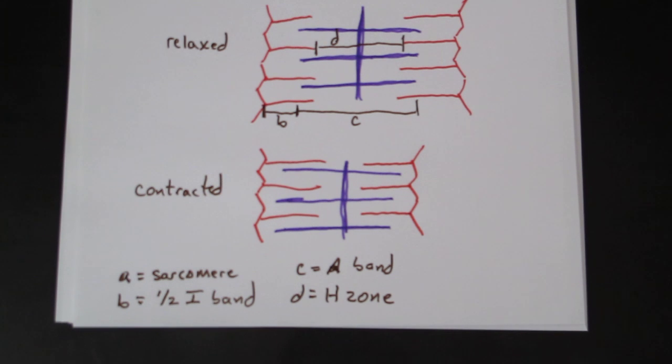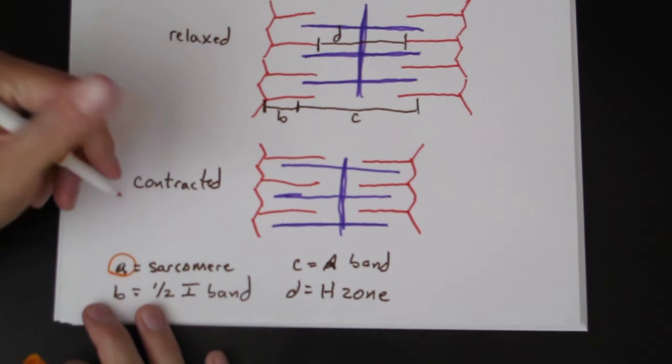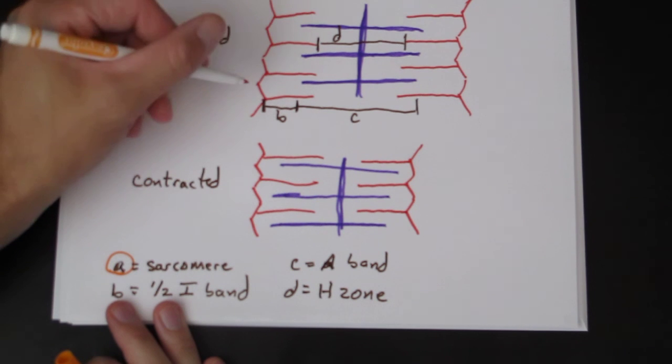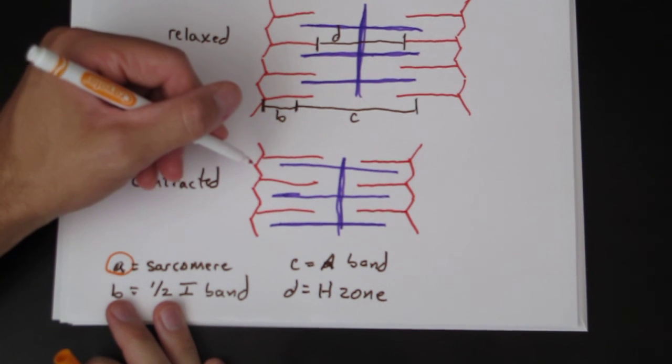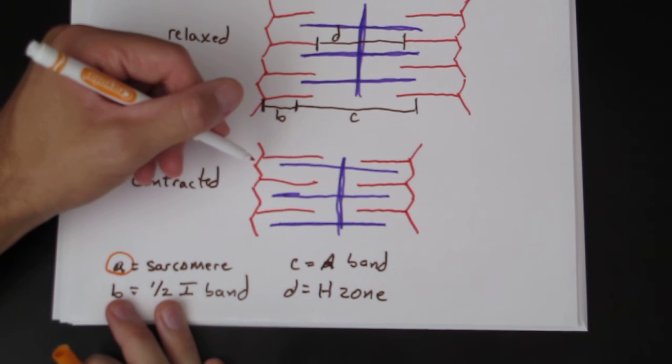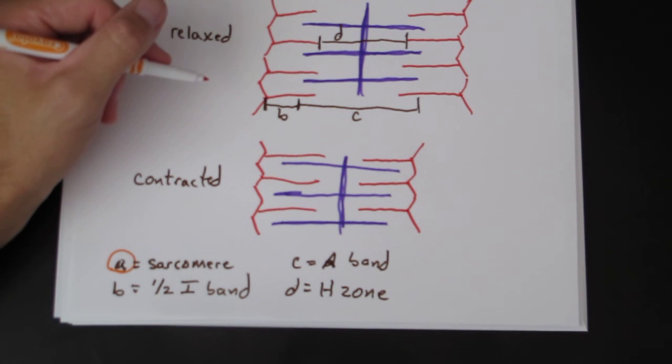First thing we want to look at in terms of comparison is the sarcomere itself. Has the sarcomere gotten shorter or has it gotten longer? It's gotten shorter, right? So the sarcomere has shortened. And because the muscle is essentially made up of repeating sarcomeres, we know muscles get shorter. It makes perfect sense that the sarcomere would have gotten shorter.